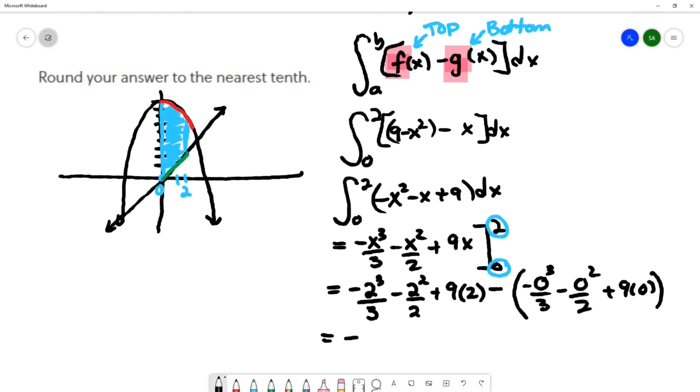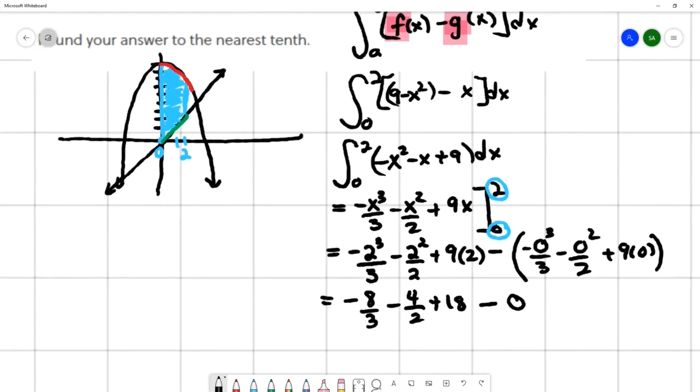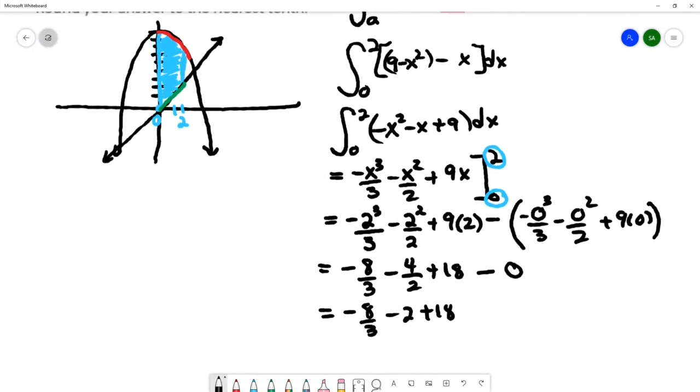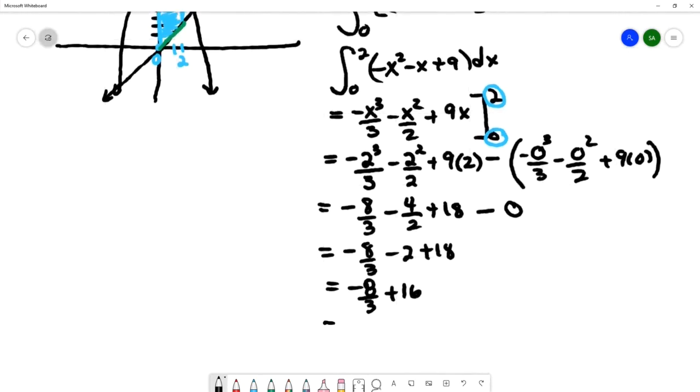And we'll start simplifying. This is negative 8 over 3 minus 4 over 2 plus 18. All of this is 0. We'll subtract 0. And 4 over 2 is 2. And 18 minus 2 is 16. And I need a common denominator to add these two together. So I'll multiply 16 by 3 over 3. 16 times 3 is 48. 48 over 3 plus negative 8 over 3 is 40 over 3.